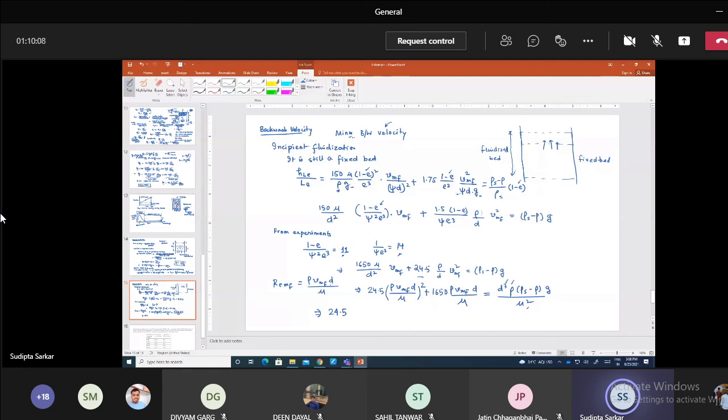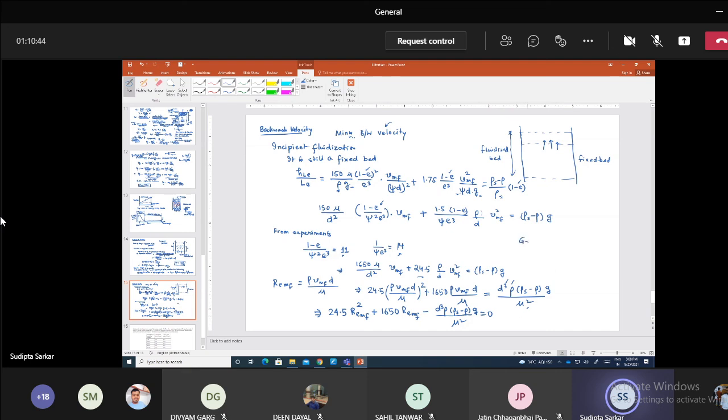Now rho dmf by d by mu is REMF, the Reynolds number square, plus 1650 REMF, minus d cube rho s minus rho into g divided by mu square. So this is equal to 0. Alright, so this is just a quadratic equation.